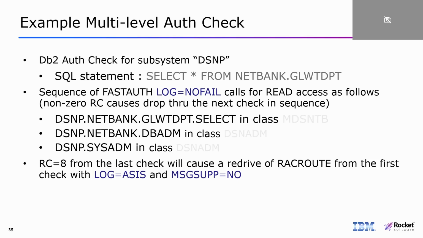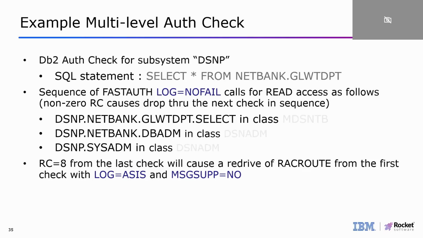So what's going to happen with DB2 is it's going to do a sequence of FASTAUTH LOG=NOFAIL calls for read access to a variety of profiles. The first thing it's going to check for is, has the user actually got access explicitly to this table? If so, that's great, he's off. If he hasn't, we're going to say, well, maybe he's a DBADM. So we're going to do a check for that in the MDS. I've left the class name here. There's a DB2 class that will be checked as well. So he's going to check that.